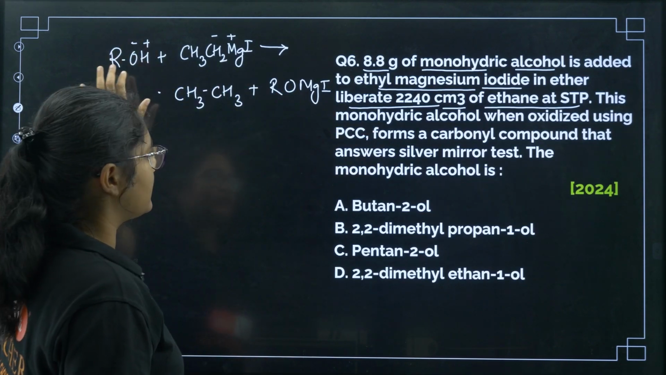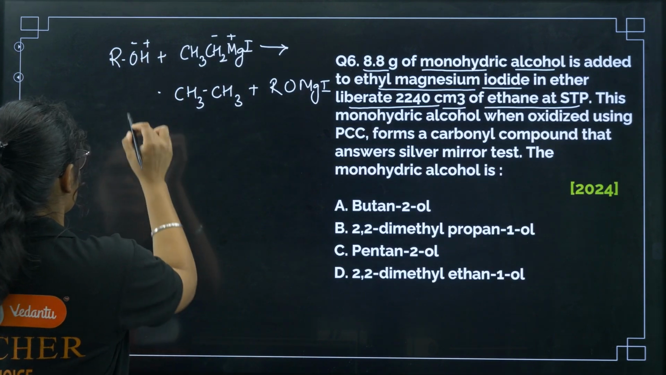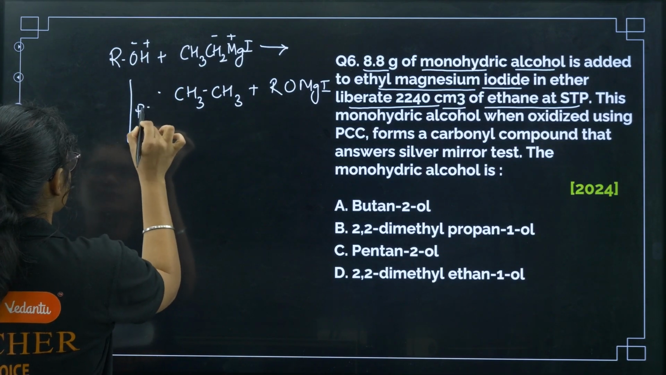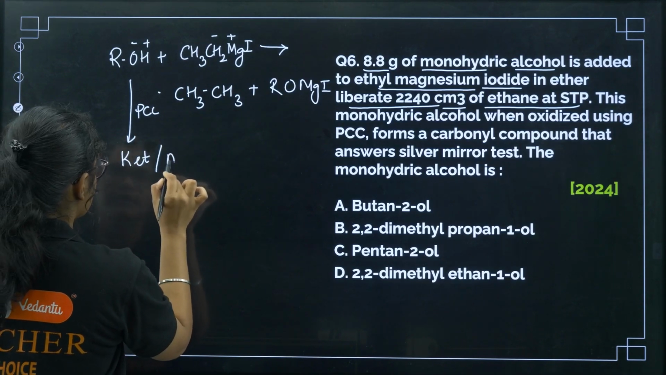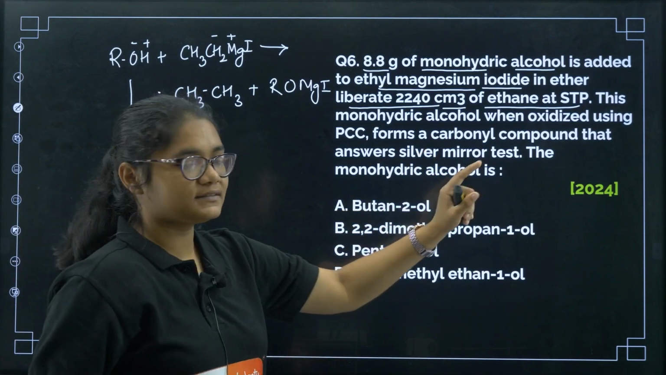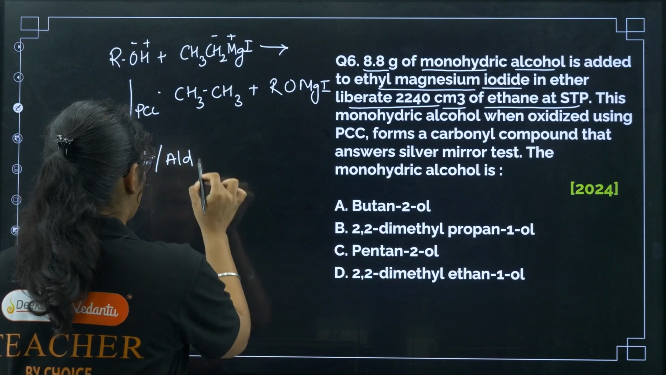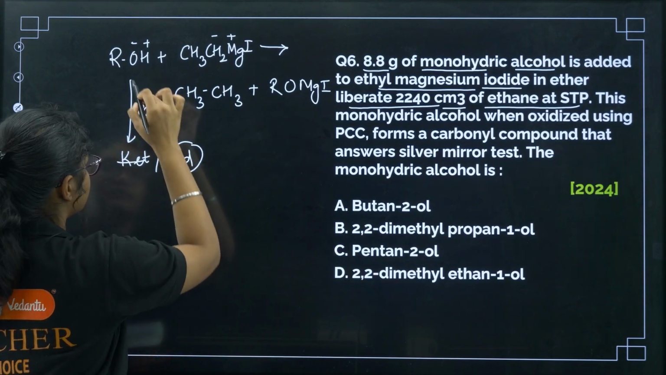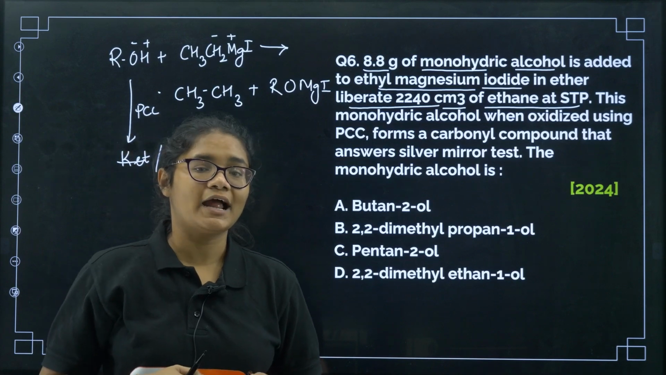Now when this monohydric alcohol is oxidized using PCC, it forms a carbonyl compound. So when it was oxidized with PCC, it formed a carbonyl compound, meaning it can be either a ketone or an aldehyde. But the next statement says it answers the silver mirror test, meaning Tollens' reagent, right? That is given by only aldehydes. So this is not a ketone. This carbonyl compound that is formed after oxidation is your aldehyde.